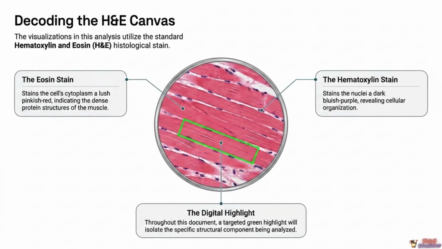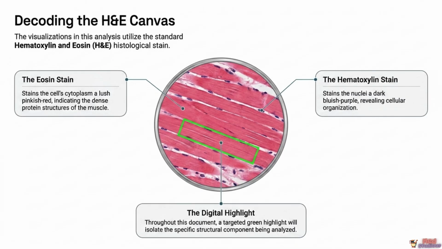To truly appreciate skeletal muscle histology, you have to know how to read the canvas. Throughout this video, we will be analyzing tissue primarily treated with the standard hematoxylin and eosin, or H&E, histological stain. This chemical combination is the gold standard in pathology. The eosin acts as the acidic dye. It strongly binds to the massive amounts of basic structural proteins packed inside the muscle cells. This is why the dense muscle cytoplasm stains a lush, vibrant, pinkish red color.